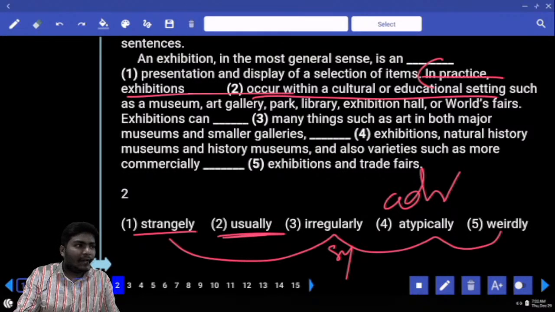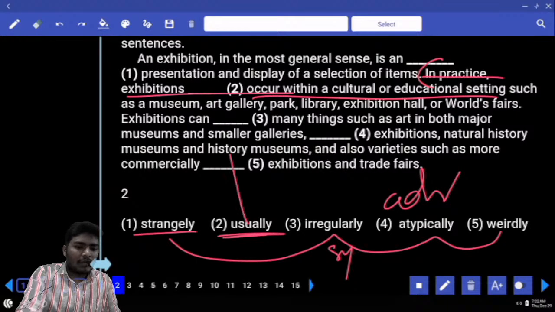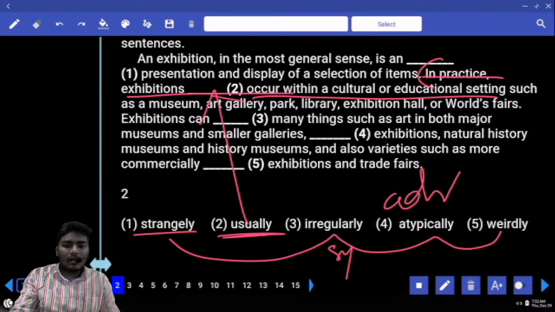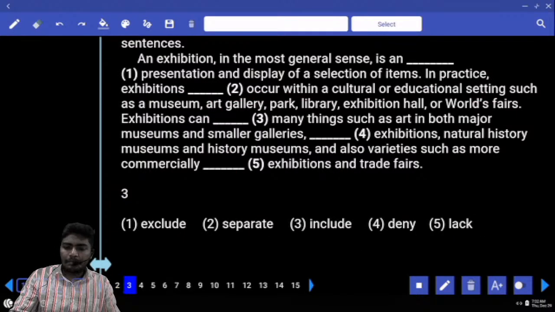We are speaking about the nature of these exhibitions. So what we can use here? It usually occurs in the cultural setting. Cultural setting in the sense related to one particular culture, related to one particular educational field. Next, move to 3.